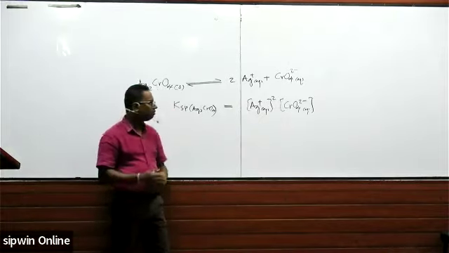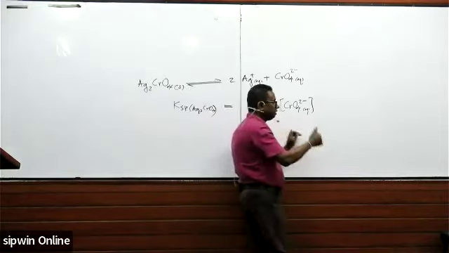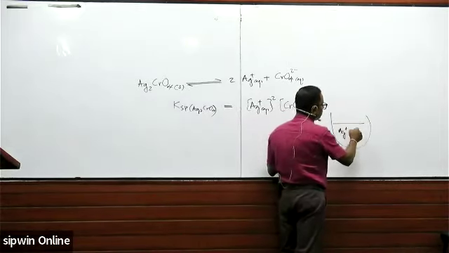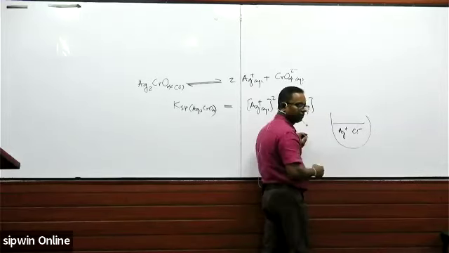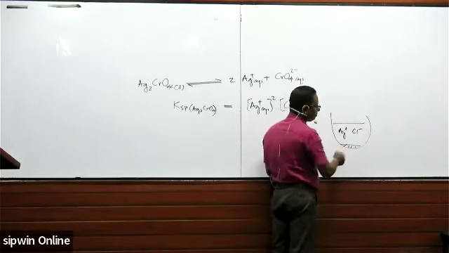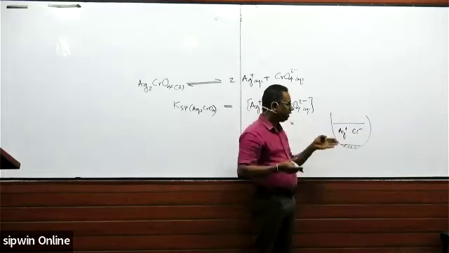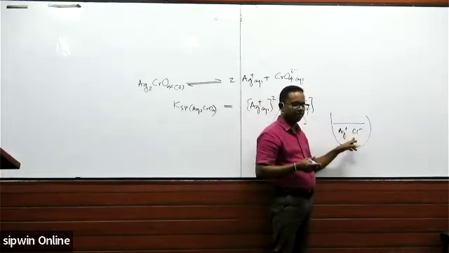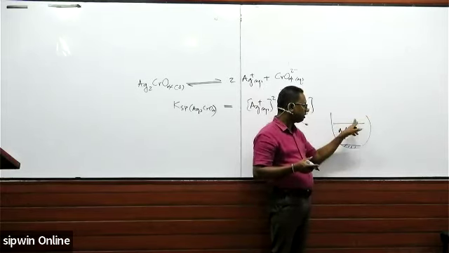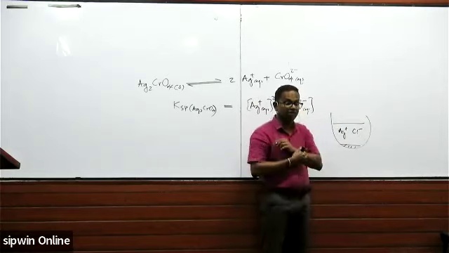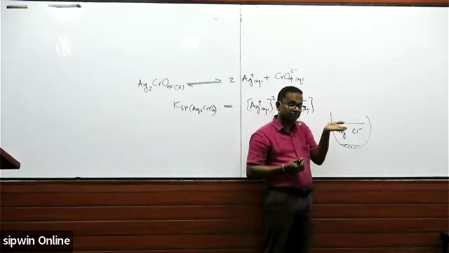Let's take a simple one, silver chloride. Silver ions, chloride ions, precipitation here. If I want, I can change the conditions here. For example, say I add silver nitrate into this one. When adding silver nitrate, what happens? Silver ion concentration is increasing.